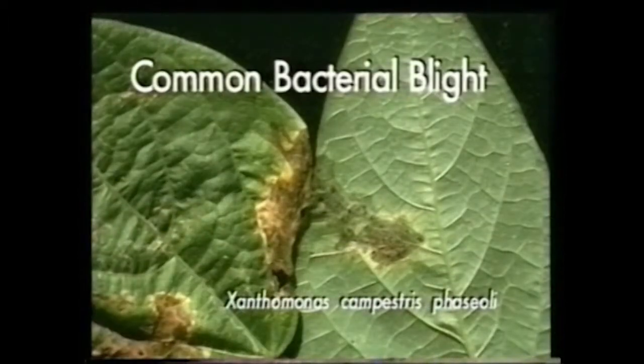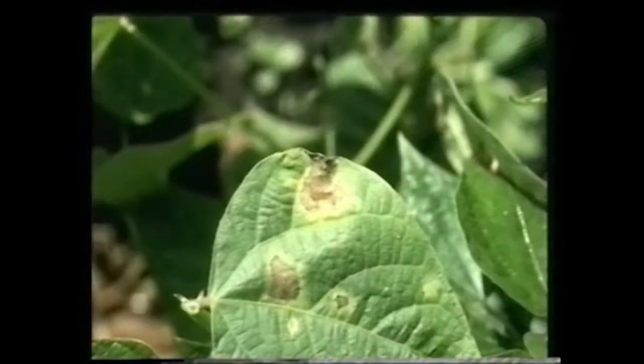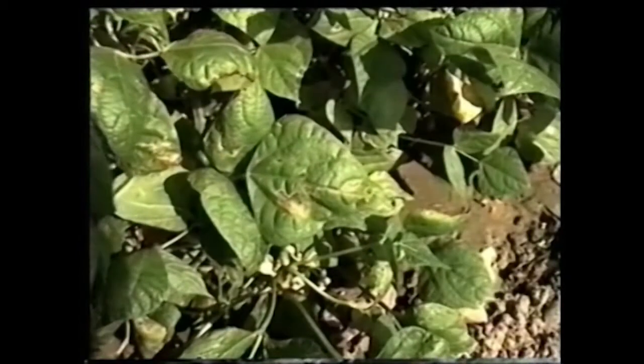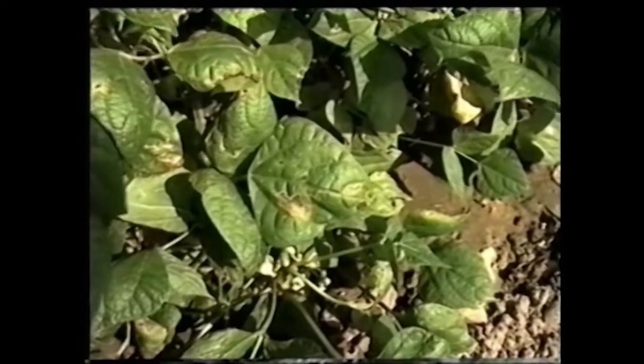Common bacterial blight is caused by Xanthomonas campestris phaseoli. Note the outbreaks of common bacterial blight, which often appear after flowering. Water soaking is again very apparent on the lower surface of an infected leaf. Young lesions have a large tan to brown center, narrow yellow halo, and slightly wilted or scorched margin. Lesions may be located on the edge or center of leaves.